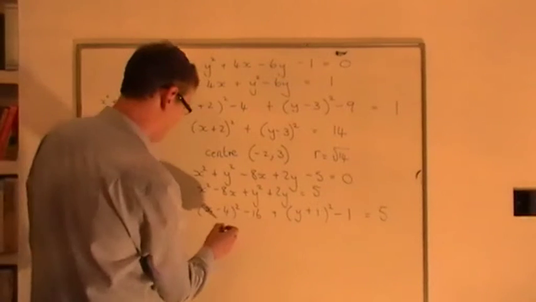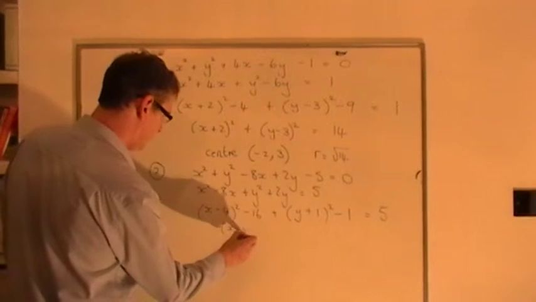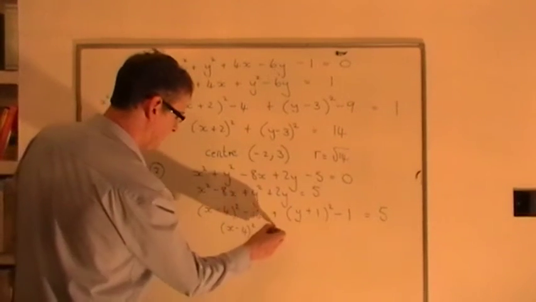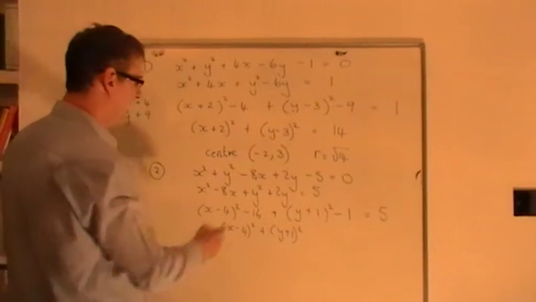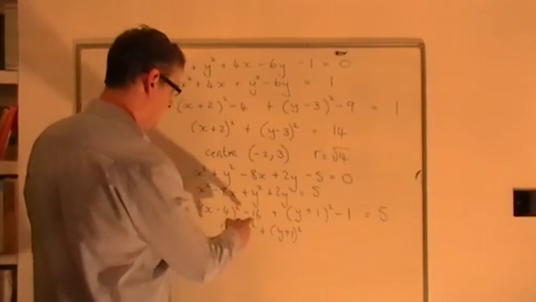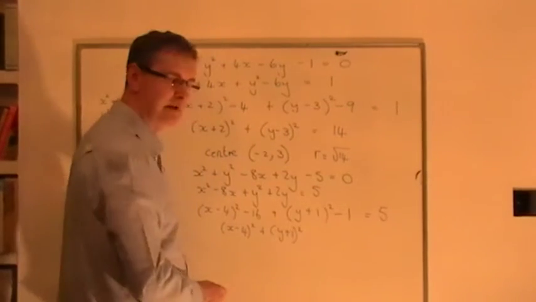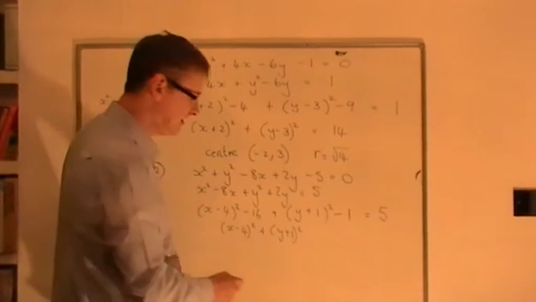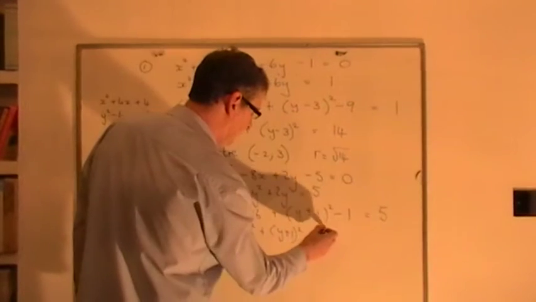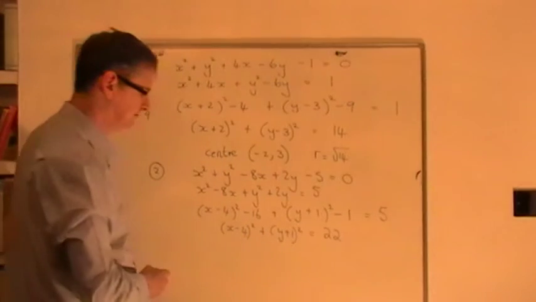Let's just restructure. So you get x minus 4 squared plus, put the bracket, y plus 1 squared next, and take the numbers to the other side. Minus 16 minus 1, that's minus 17. Take it to the other side, becomes plus 17. Together with the 5, you get plus 22.